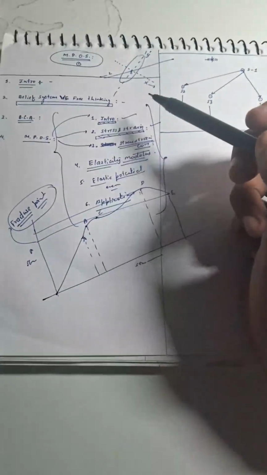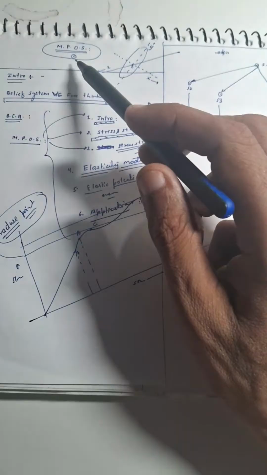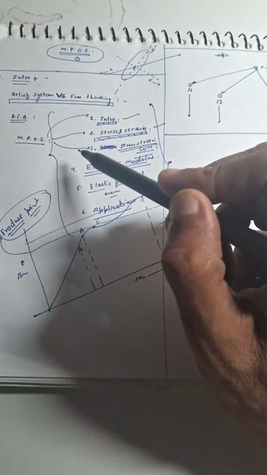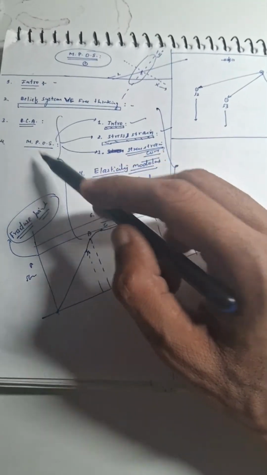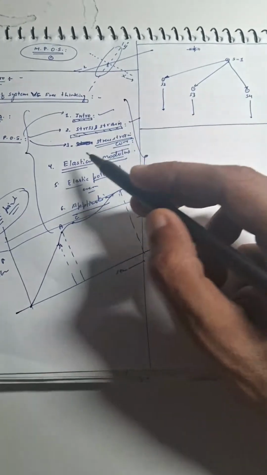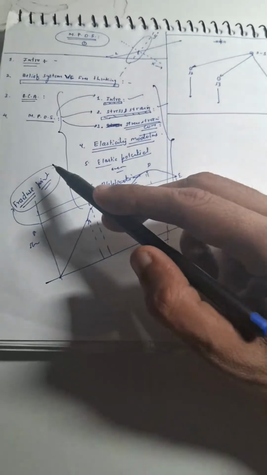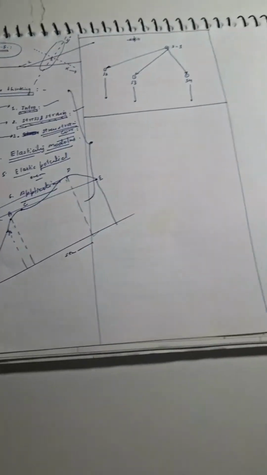Then it's another point related to the mechanical properties of solids. First is introduction. So the content here is introduction, stress strain curve, elasticity modulus, elastic potential energy and application, and this is the stress strain curve for that substance.